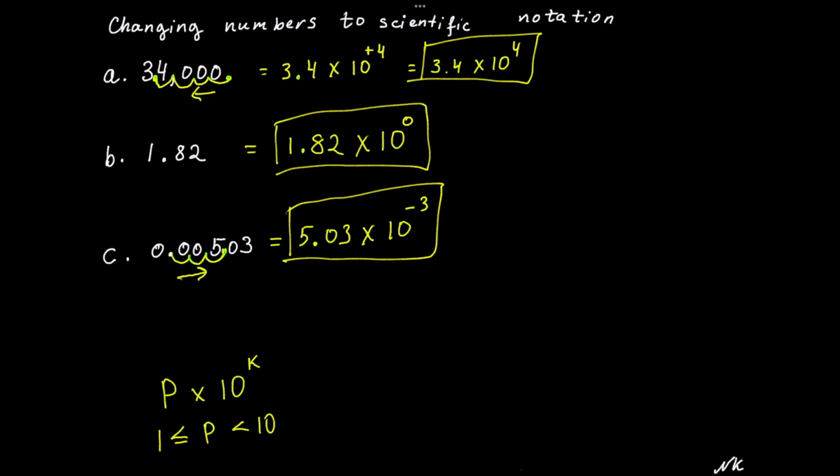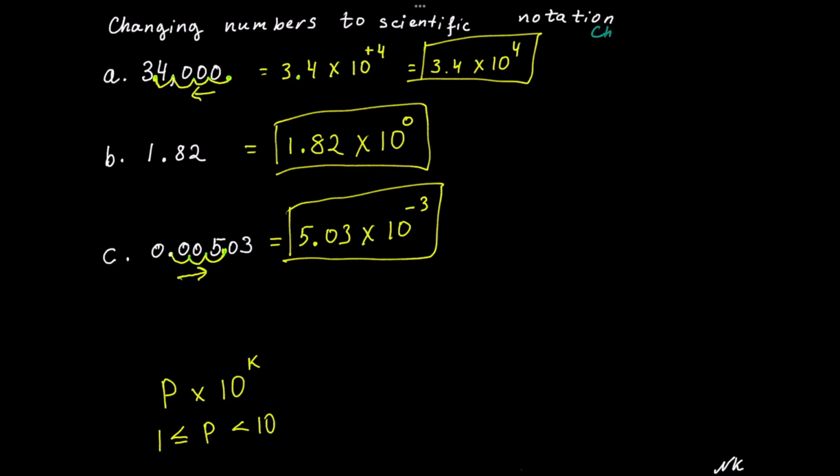So to summarize, if you move the decimal place to the left, the exponent will be positive. If you don't move the decimal place at all, the exponent will be 0. And if you move the decimal place to the right, the exponent will be negative.